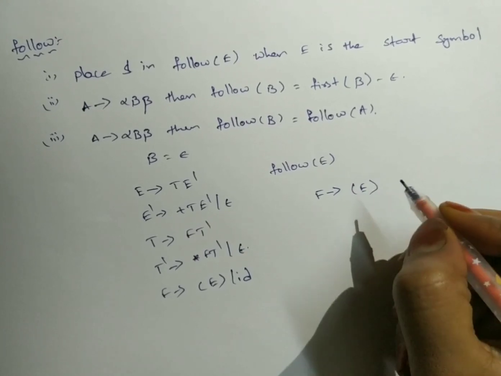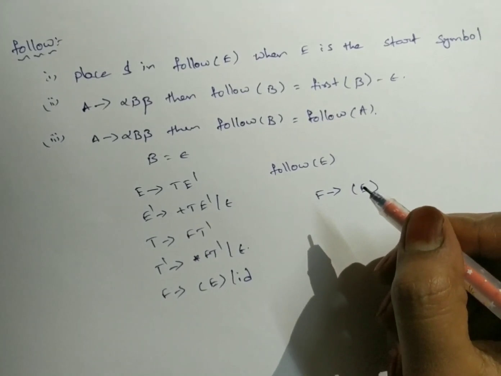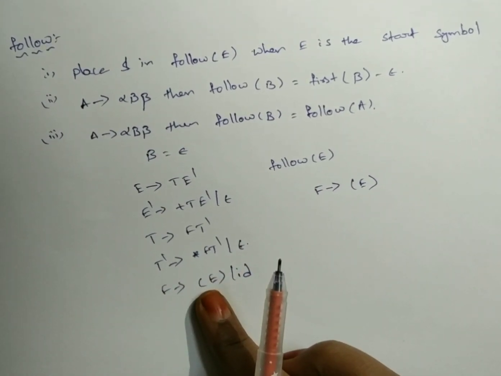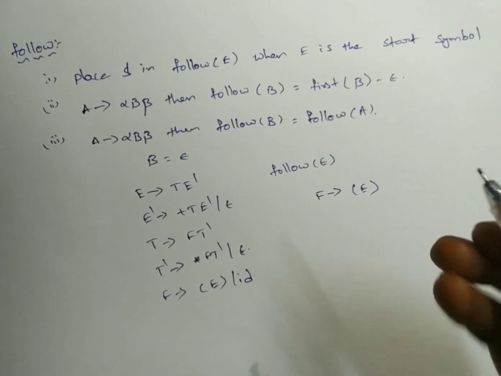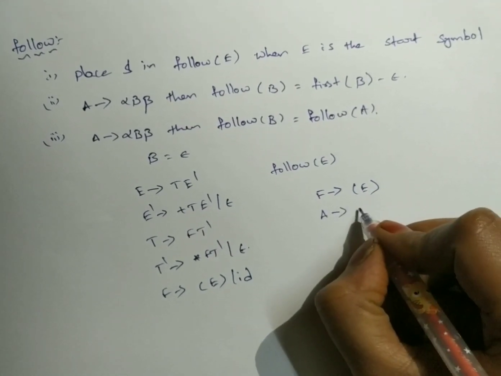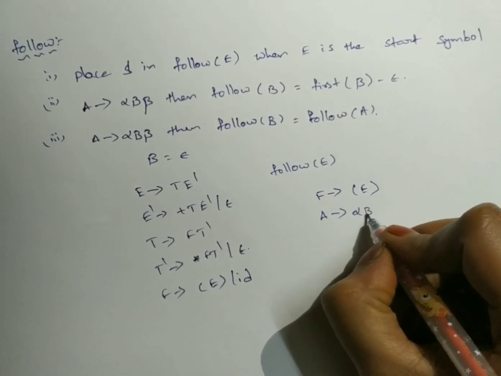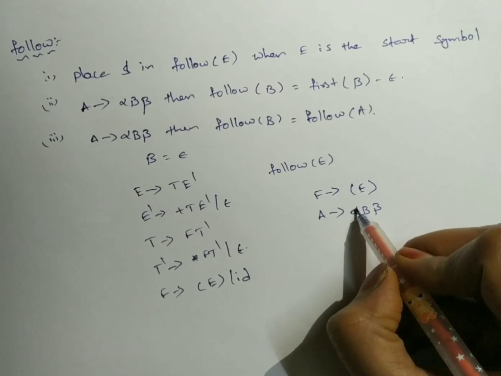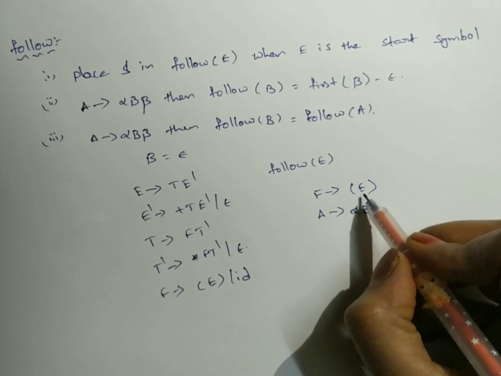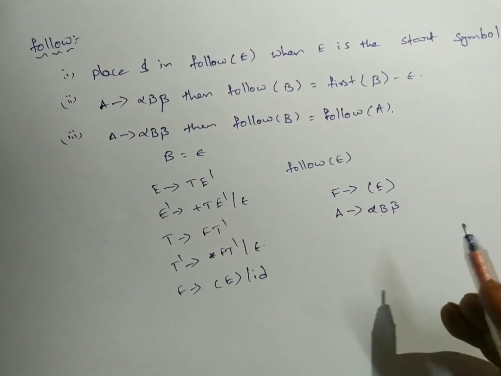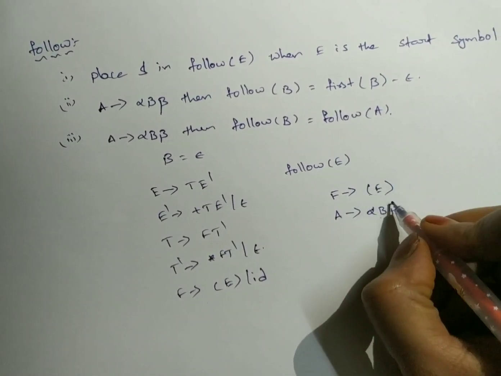F derives {e}. Okay, as it is having that e in the right hand side, I am considering this statement. Now I need to consider this formula, A derives alpha B beta. Alpha represents the open brace, B represents the symbol which we are finding the follow of, and beta represents the remaining value. See, this beta is representing the closed brace.